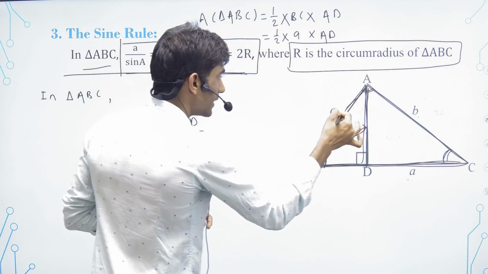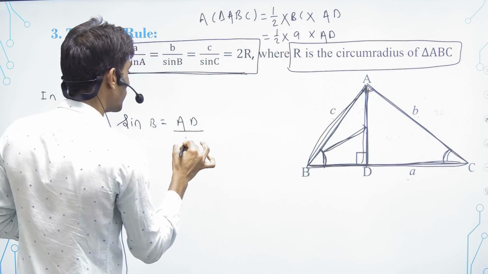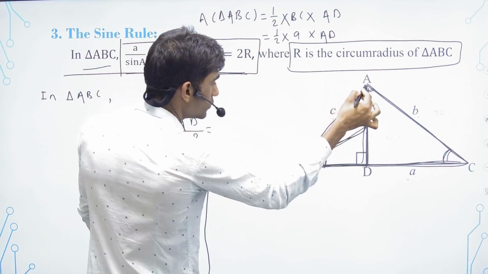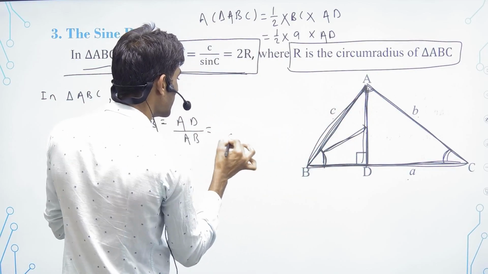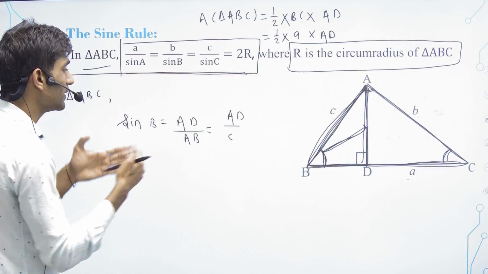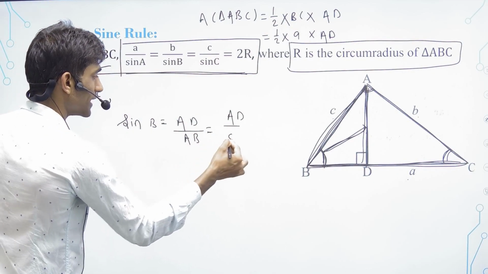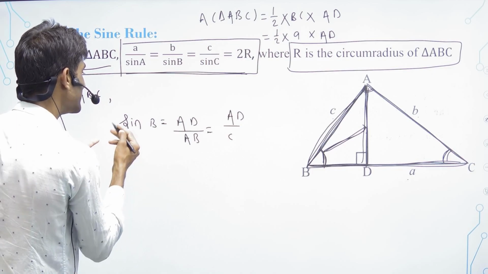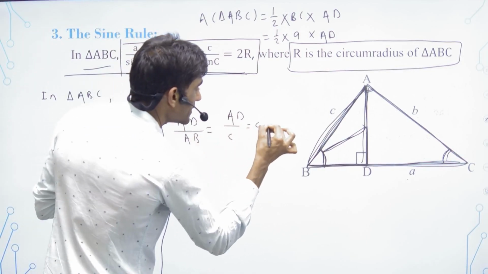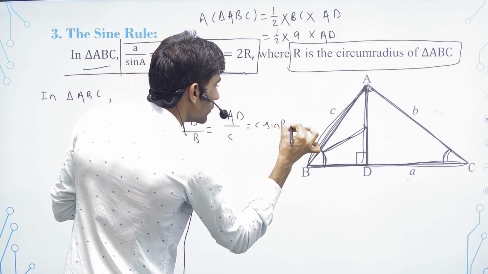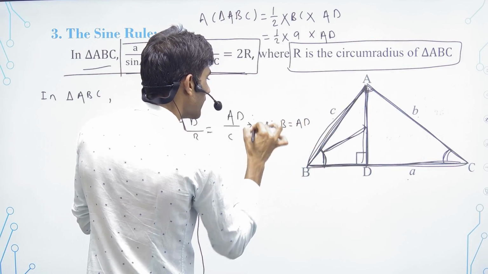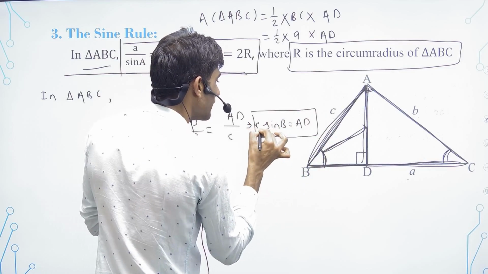Okay, that means we have hypotenuse AB. So what is the value for AB? We have the value for AB here as well. Substitute the value for AB. What do we have? C. So AD upon C. Now take that C to this side. So we'll get C sine B, which is equal to AD. So I got the value for AD, which is equal to C sine B.